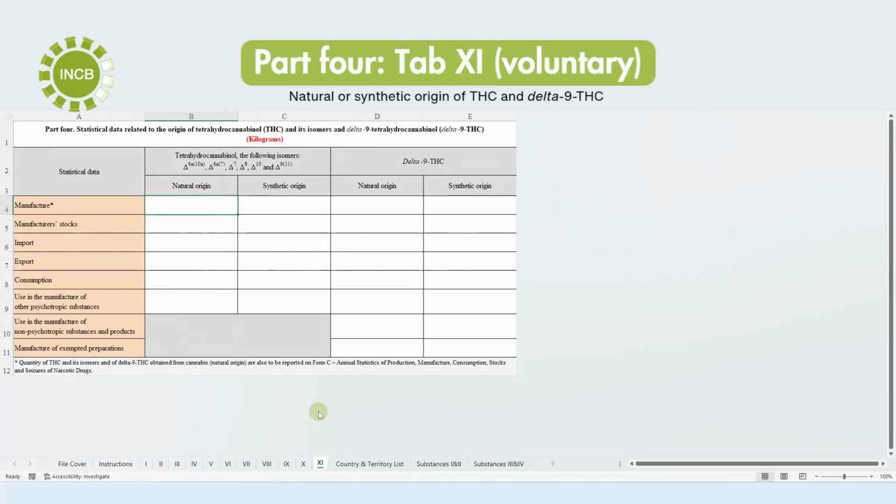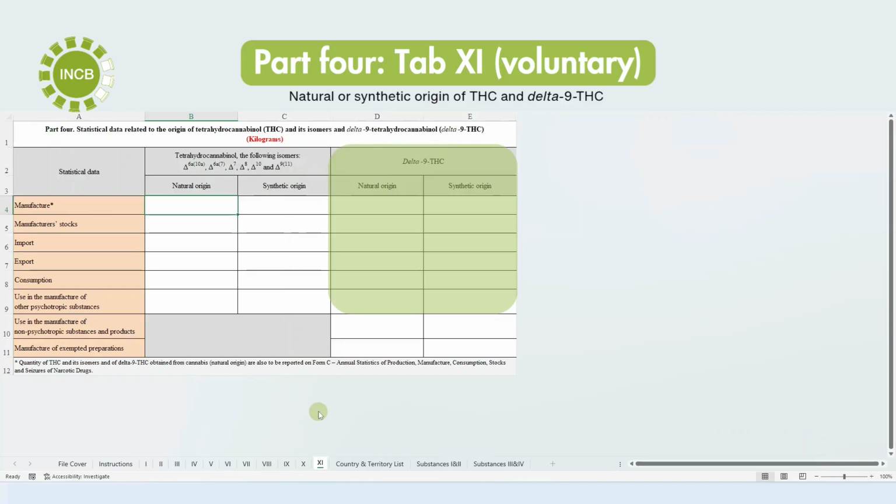Finally, in Part 4, which is voluntary, you may provide the details regarding the natural or synthetic origin of THC and delta-9-THC reported in Part 1 of Form P. For THC and its isomers included in Schedule 1, indicate the quantities of natural and/or synthetic origin, including what is manufactured, the manufacturer's stocks at the 31st of December, the total imports, the total exports, and the quantities consumed.